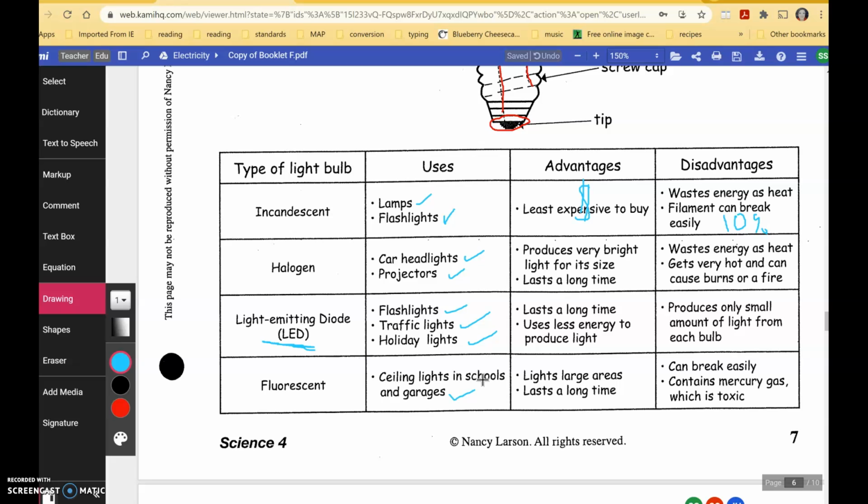Now, according to the chart, what are the disadvantages of the fluorescent light bulb? Well, they can break easily and they have the mercury gas, which is toxic. So if a fluorescent light bulb breaks, the room should be aired out, and gloves should be used when picking up the pieces of glass.